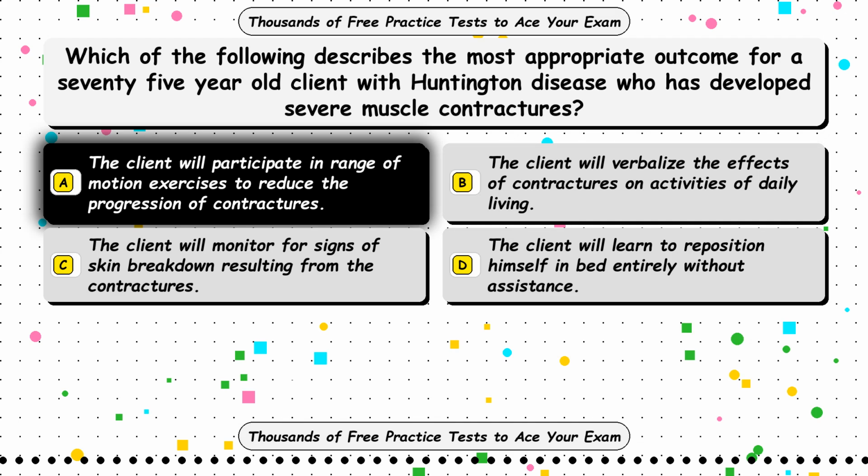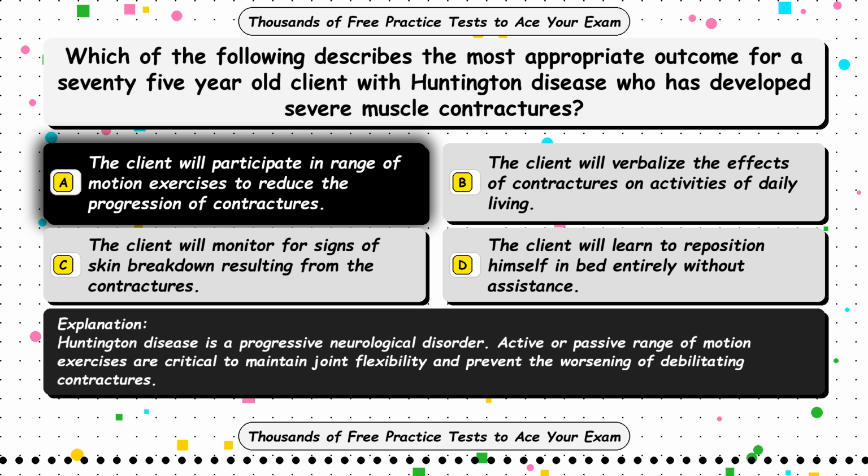The correct answer is option A. The client will participate in range of motion exercises to reduce the progression of contractures. Huntington disease is a progressive neurological disorder. Active or passive range of motion exercises are critical to maintain joint flexibility and prevent the worsening of debilitating contractures.